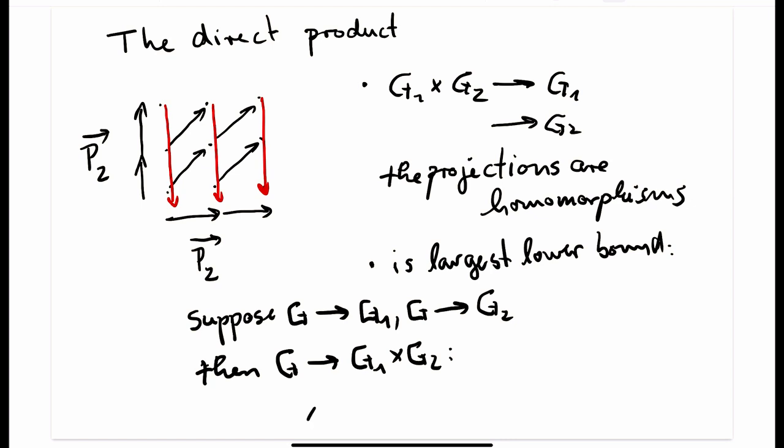Well, if you have a vertex X in G, we simply map it to, well, now we need names for the other two homomorphisms. Suppose the first homomorphism is called H1, and the second homomorphism is called H2. Then we map X to (H1 of X, H2 of X). And it's easy to verify that this is a homomorphism. And another exercise is to prove that this largest lower bound is unique up to homomorphic equivalence. We'll leave this for the exercises.